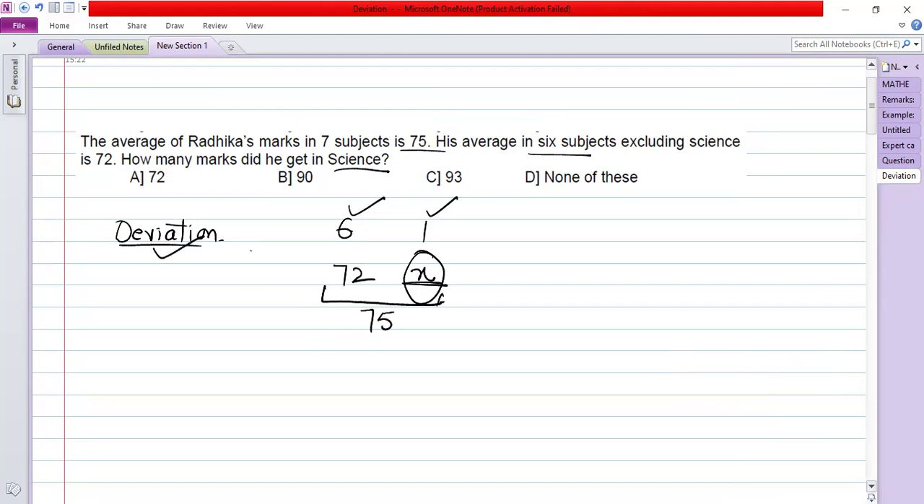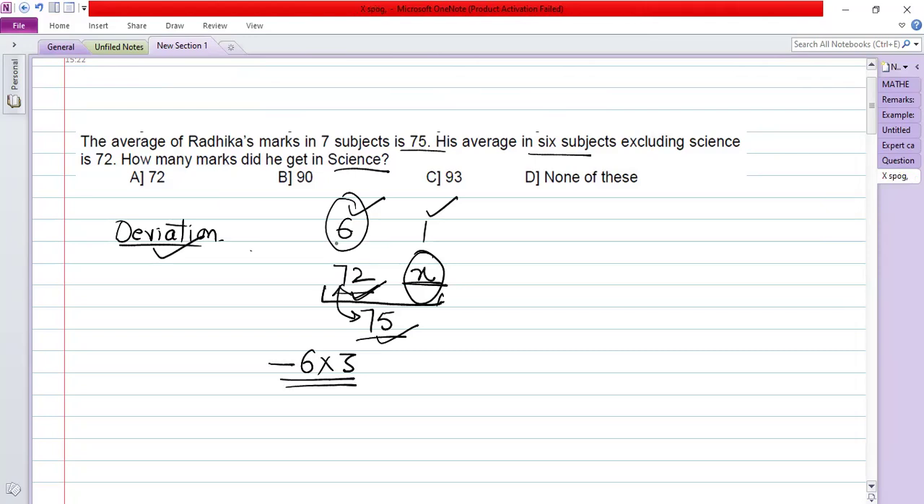So, as per the deviation method, what is the difference between 72 and 75? It is 3. Actually, the deviation between 72 and 75 is 3. So, what is the total deviation for these six subjects? It will be 6 into 3, that is 18, and obviously I will put a negative sign also because it is fewer marks.